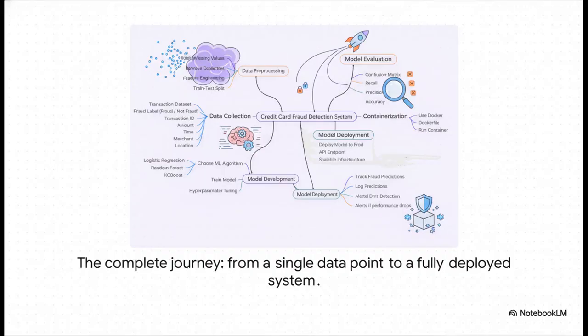And there we have it. We're back where we started, looking at the whole blueprint, but now we can see the full picture. We've literally gone from a single tiny data point all the way to a complete end-to-end system. Every single step, from collecting data and training the model to deploying it and packing it up in a container, it all works together to create that powerful digital guardian.